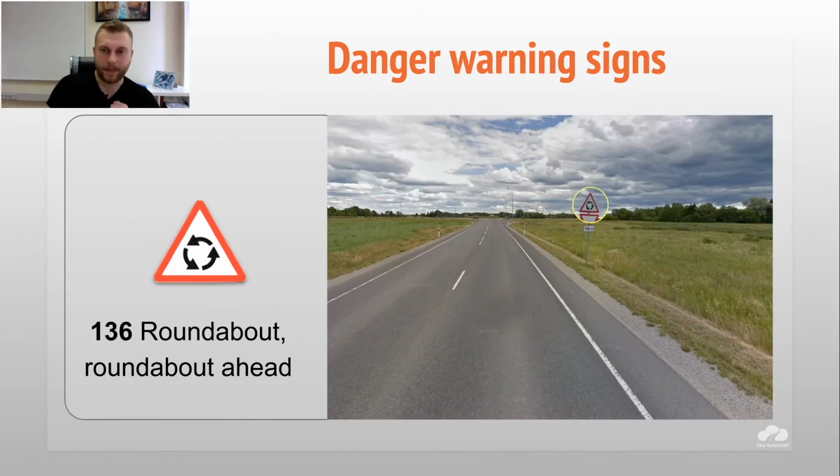Roundabout ahead also informs you about the roundabout. Usually you can see these kinds of signs on the highways because of course it's very dangerous, for example, to pass the roundabout on 90. That's why it informs you in advance to decelerate, to check the signs, which exit you need, and to pass this roundabout more slowly in this case.